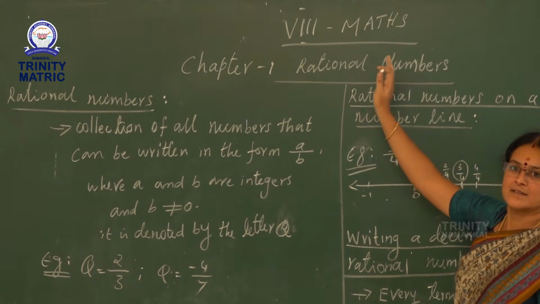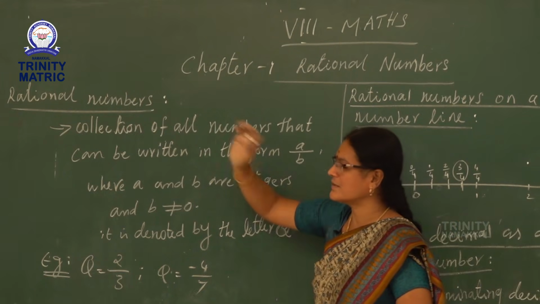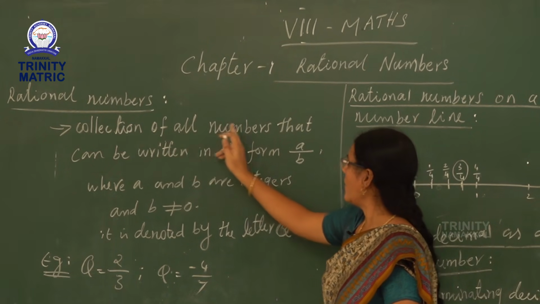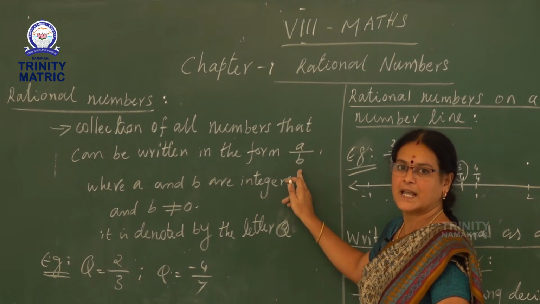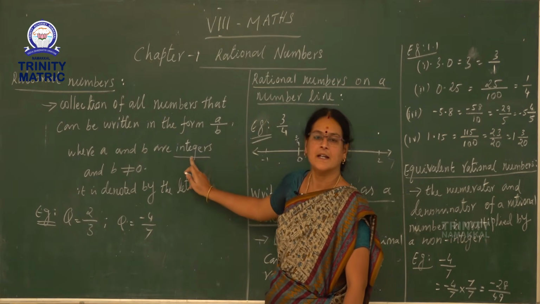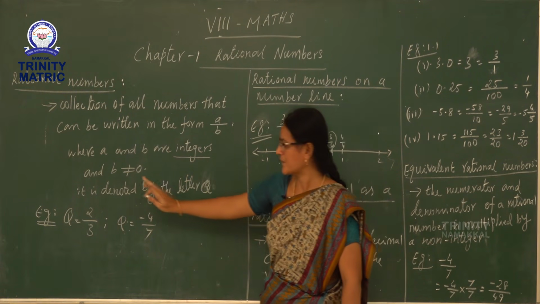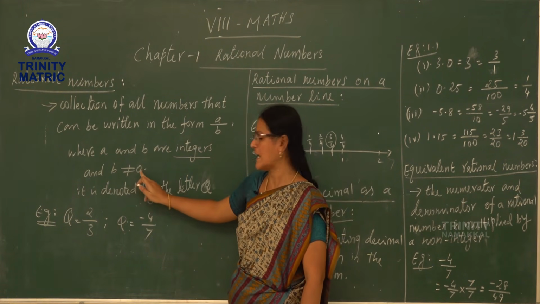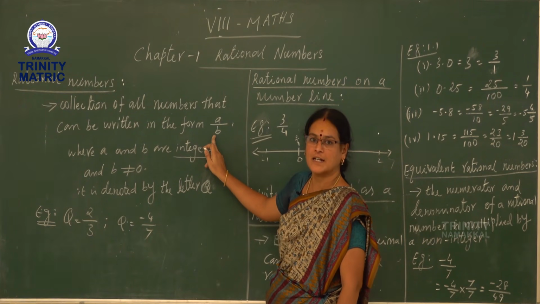8th standard maths, chapter 1, rational numbers. What are rational numbers? The collection of all numbers that can be written in the form a by b. That a by b means fraction form, where a and b are integers. Integers means negative and positive values are applicable. And b is not equal to 0. That b is the denominator. The denominator is not equal to 0.